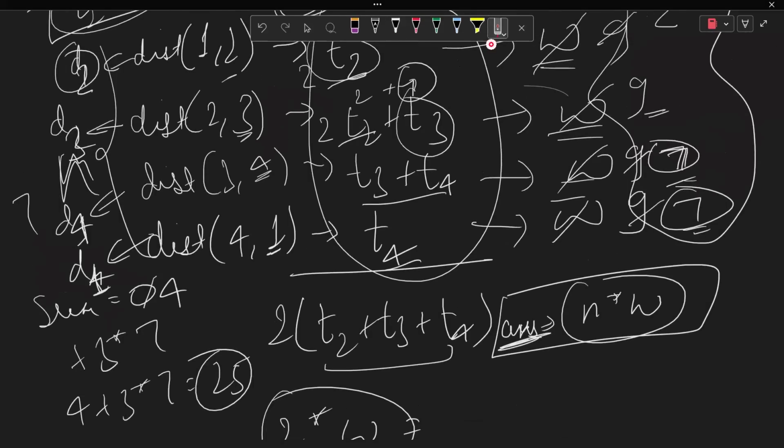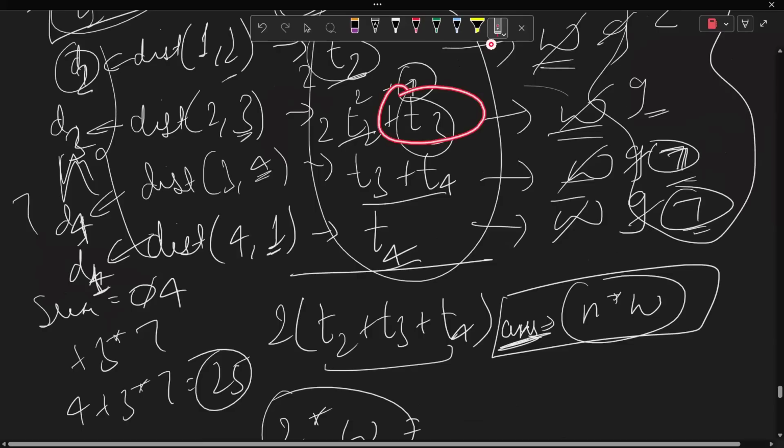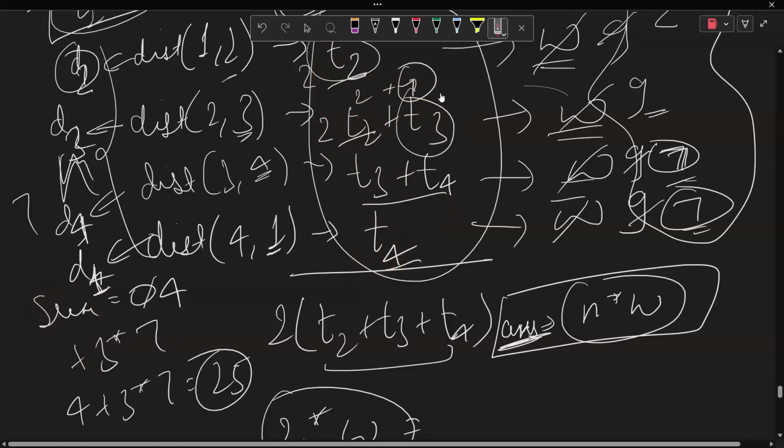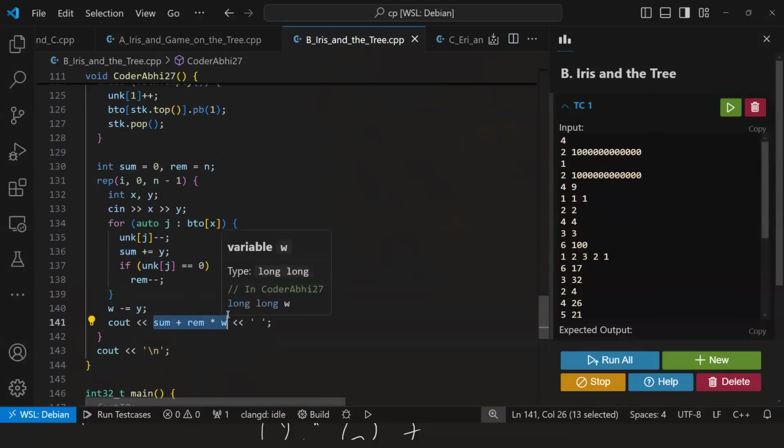Because for whichever D there is at least one unknown remaining, I can replace that with the full remaining weight of unknowns. So these would be replaced by 7, 7, 7, and there it would be 2 and 2. So my final answer would be 25. These are known, which is stored in my sum, and 7 7 7, 3 times 7, which is denoted by my remaining into W. So my final answer is sum plus remaining into W, but I have to maintain my sum and my remaining and my W also.